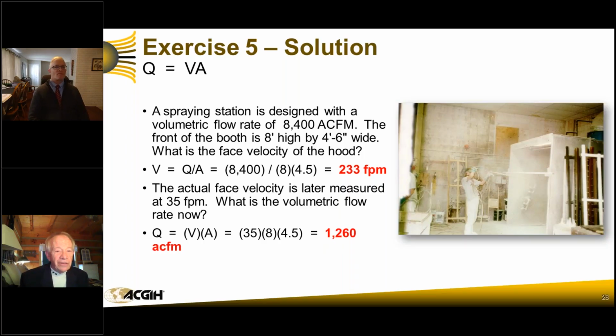The actual face velocity is later measured using probably hot wire anemometry. What is the volumetric flow rate now? Well, remember Q is equal to VA. So our V is 35 feet per minute, times our 8 feet by 4.5 feet. And what happens is we get 1,260 actual cubic feet per minute, way less than it was designed for.